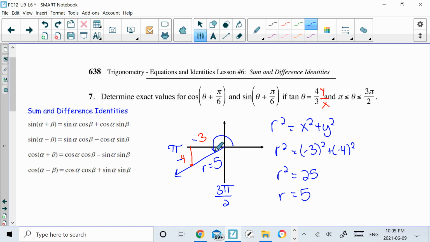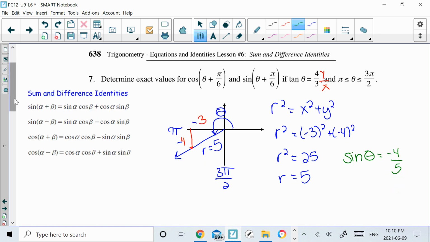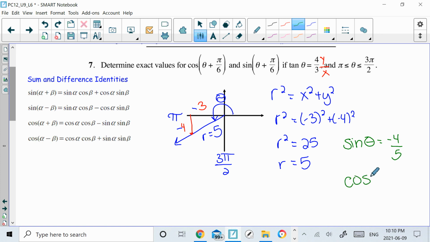Why I need to know that is because now, remember that this was theta, right? I know what the tan of theta is. And now I could write down, what is the sine of theta? So sine of theta is y over r, so that would be -4/5. And I could evaluate what the cos of theta is, because I'm going to need sine of theta and cos of theta for when I do these identities. So the cos of theta, the ratio for cos is x over r, which would be -3/5.